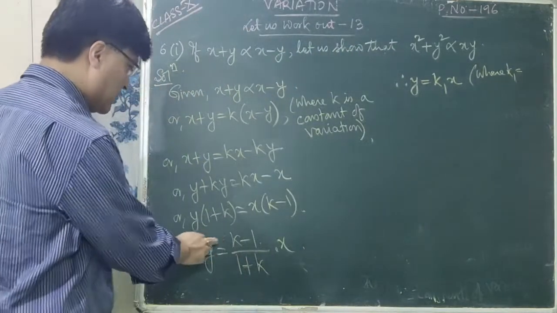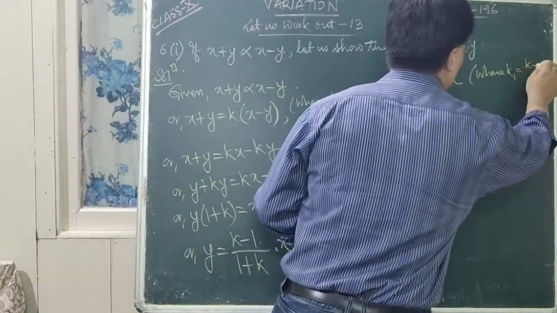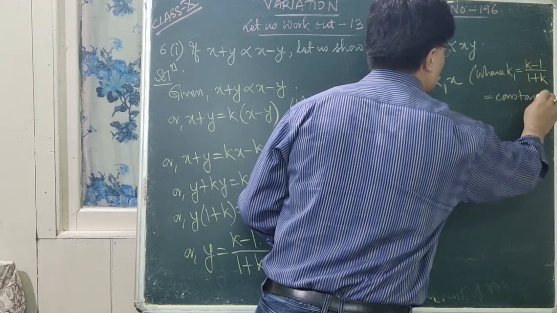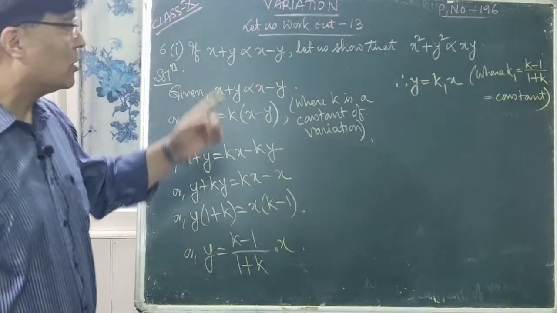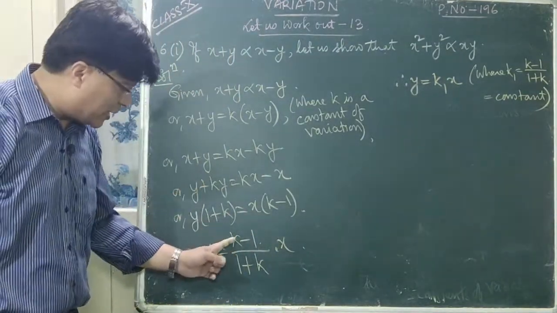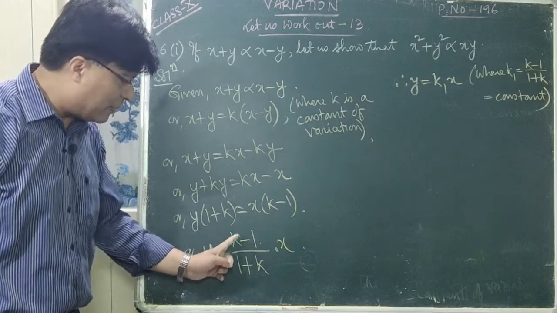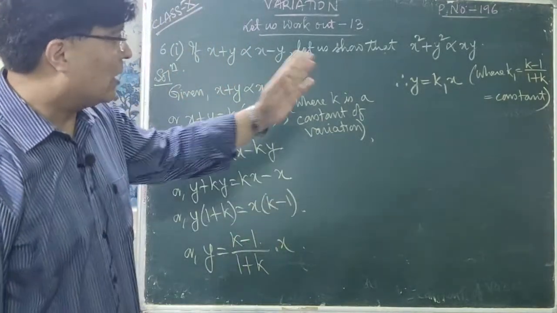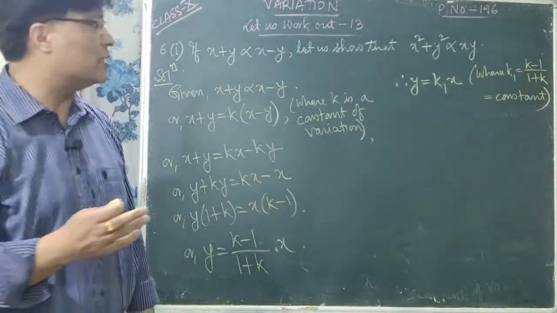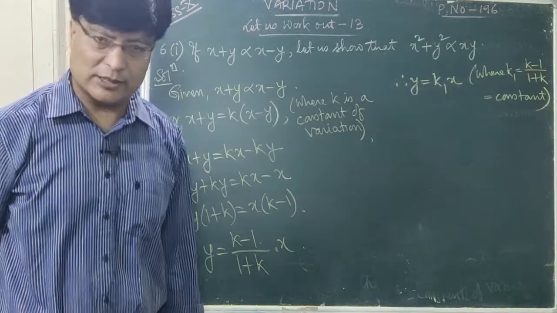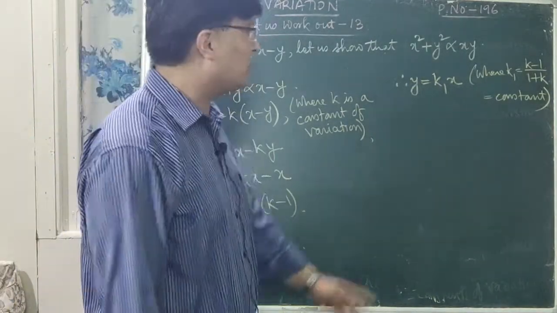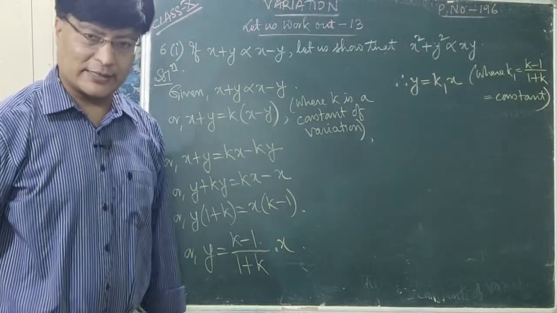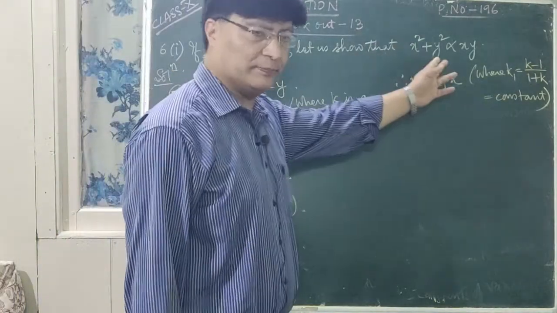So where k1 is equal to, what is k1 here? k minus 1 upon 1 plus k, which is also a constant. Is that clear? So where k1 is equal to k minus 1 upon 1 plus k, because in place of k minus 1 upon 1 plus k we wrote k1. The k1 is equal to k minus 1 divided by 1 plus k, which is a constant, right? So we have got the relation between y and x, which is y is equal to k1 into x. Okay? Now let us prove this relation.